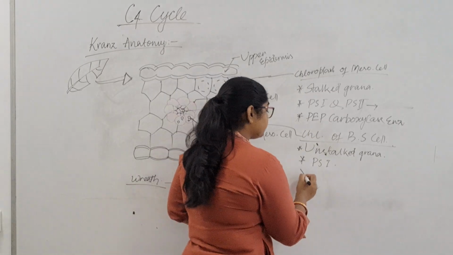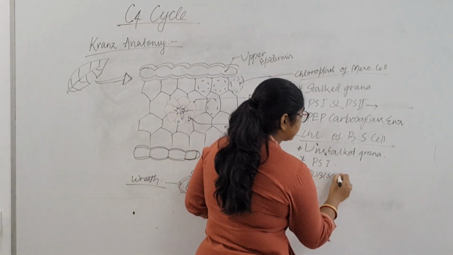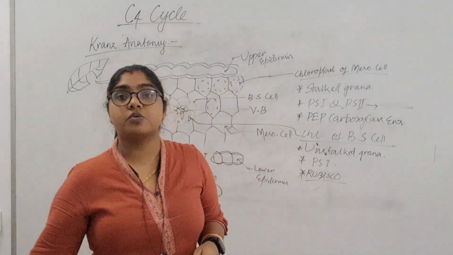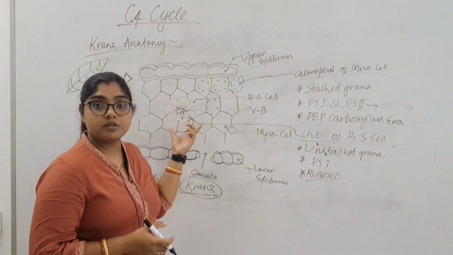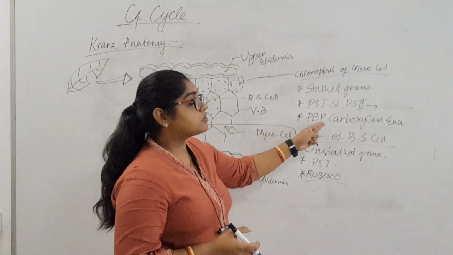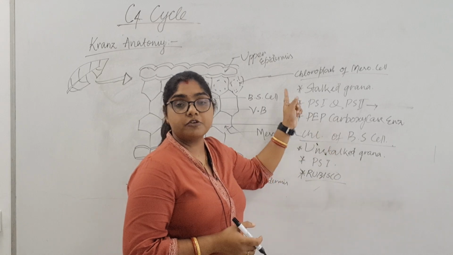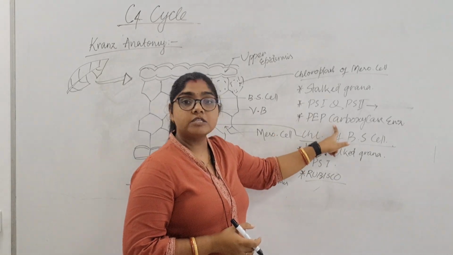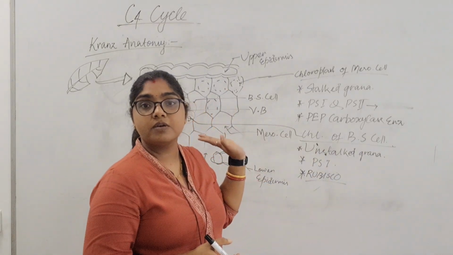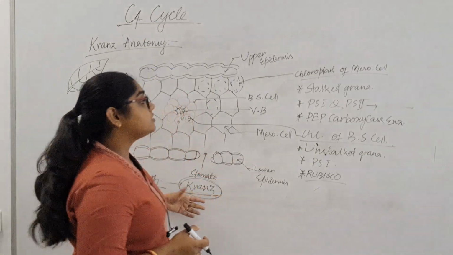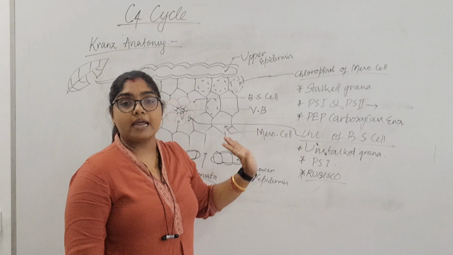And here this RuBisCO enzyme is present. That means there is no chance for RuBisCO to get confused because no oxygen molecule is released inside the bundle sheath cell. Two types of carboxylation process take place. First in the mesophyll cell by this PEP carboxylase, and second one by the RuBisCO in the bundle sheath cell. So this is the Kranz anatomy and the difference between the chloroplast of mesophyll cell and bundle sheath cell.